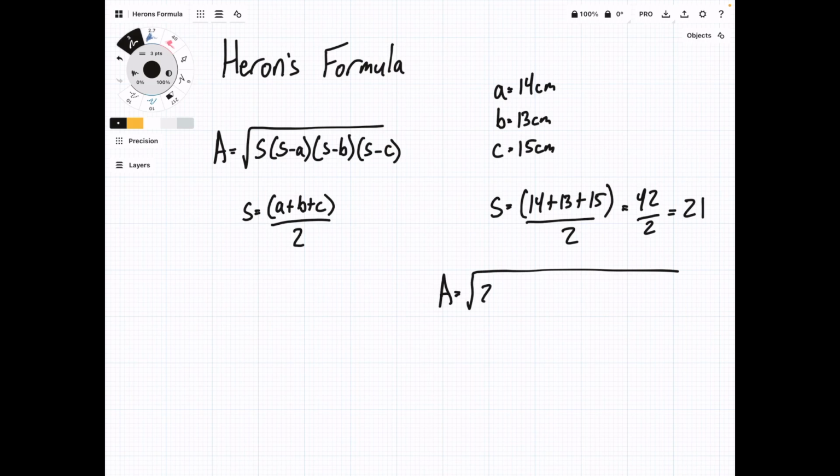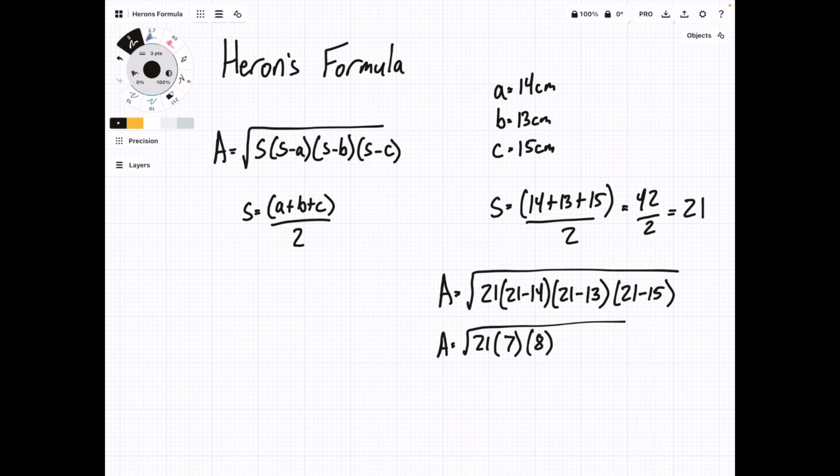We're going to have 21. Then we're going to have 21 minus 14, which is s minus a. Then s minus b, which is 21 minus 13. And then finally, s minus c, 21 minus 15. Area equals the square root of 21 times 7 times 8 times 6. This is going to be the square root of 7,056. And then in the end, we'll get that the area is 84 centimeters squared.